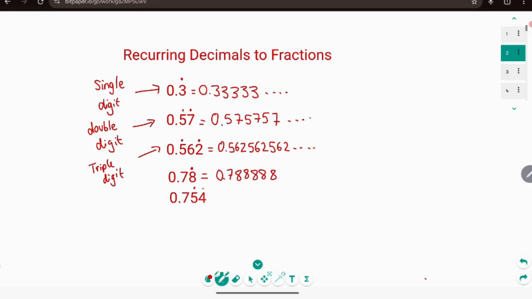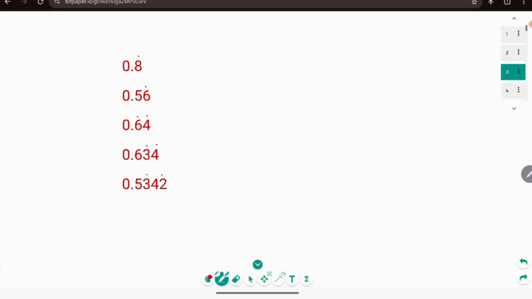And here we have a dot above the 5 and the 4. So again, it's just the 5 and 4 that repeats. And because we're just repeating those 2 digits, I call it a double digit recurring decimal. Okay, what I'd like you to do now is have a go at writing these out in full, just so you can get the idea of what the dots represent. You might want to put me on pause, have a go in your workbook and unpause when completed.